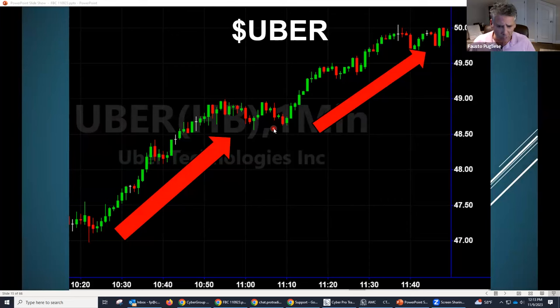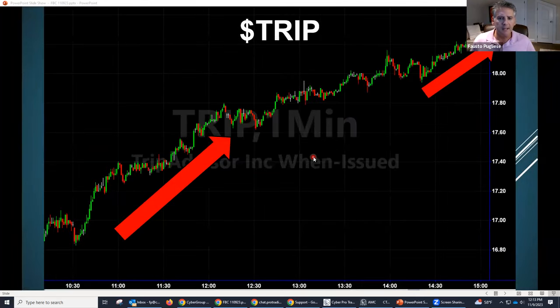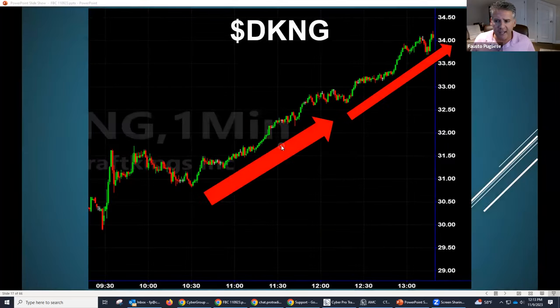Let's talk about Uber really quick. I try to keep things very simple, and you could see Uber had a really good move. It started around 10:30 this morning, and within an hour the stock ran from 47 to 50 bucks. Trip had a nice little run from 10:30, going from 16.80 to 18.40. I don't know if anyone here ever traded Trip, but listen, if it's going up, less risk, high reward, why not? DraftKings is another stock. I don't know if you ever traded it, but from 9:30 it ran from 29.50 to $34 by the end of the day.